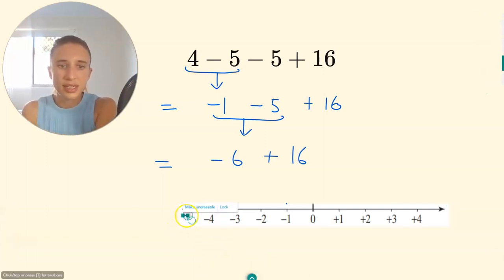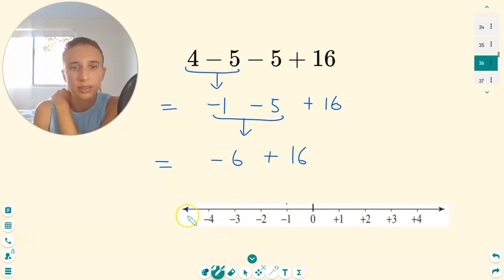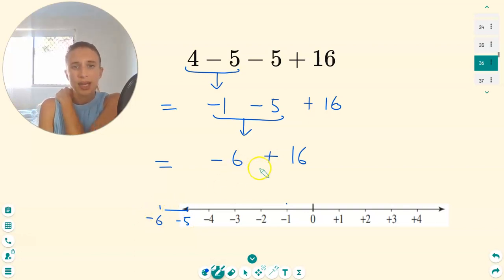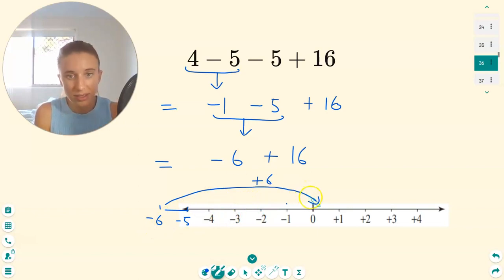-6 plus 16. Now when you're adding bigger numbers like that, let's check out where -6 would lay. Negative 6 plus 16. Well, I can go negative 6 plus 6 gets me to 0. This is how I think of it.